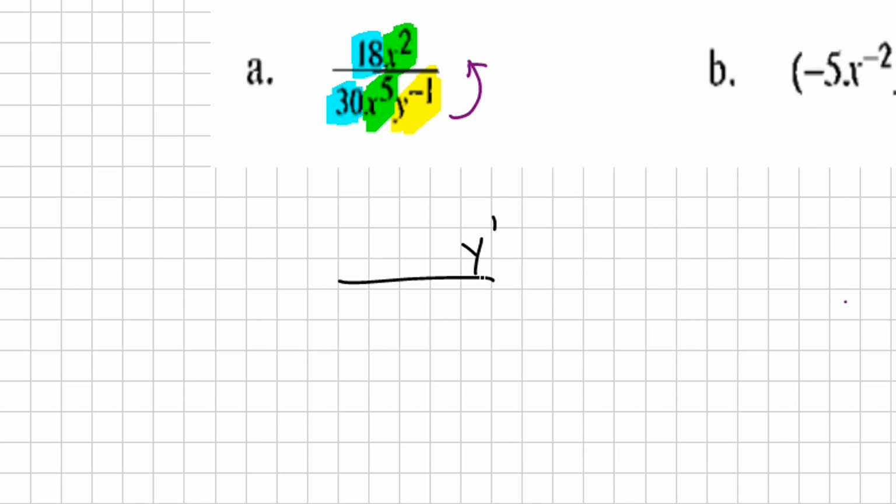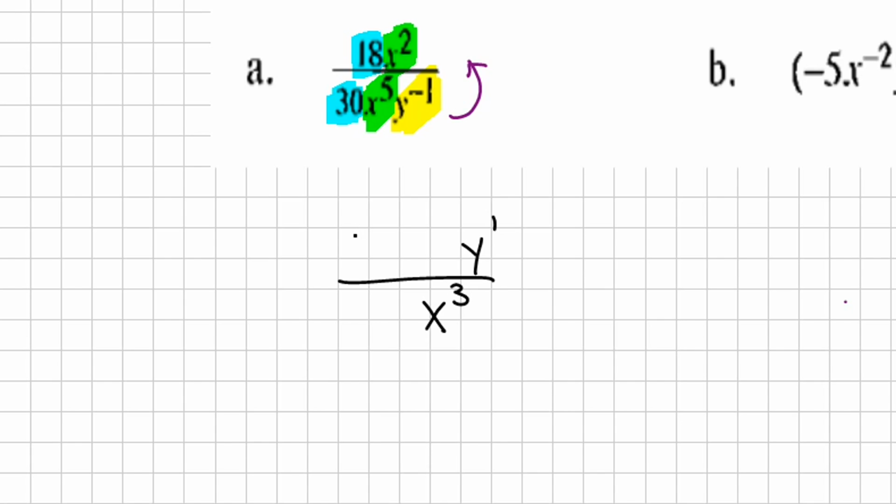Now, I don't need to write the 1, but there it is. Now I have these two right here, x to the power of 2, x to the power of 5. I don't need to do the subtraction because I know x to the power of 3 is what is left, and it's going to be on the bottom. If I did subtraction, it would be x to the power of -3, and then we'd move it to the bottom anyways. Now we have the 18 and the 30.